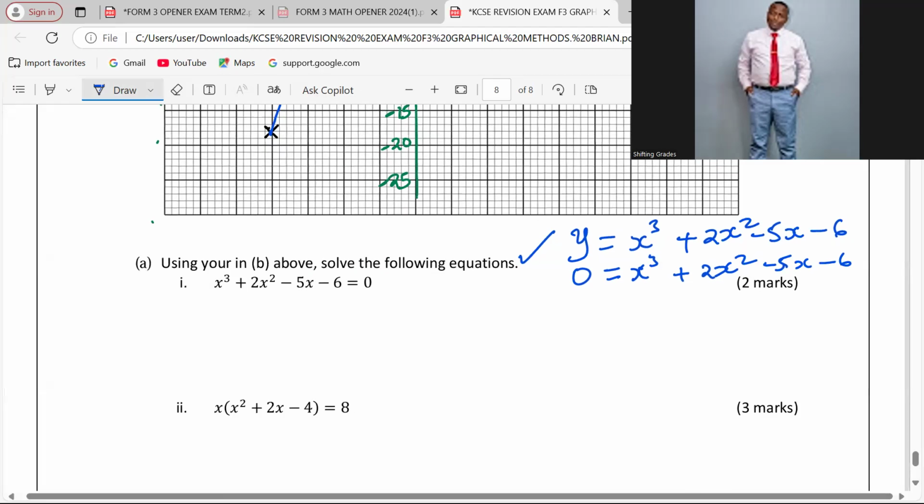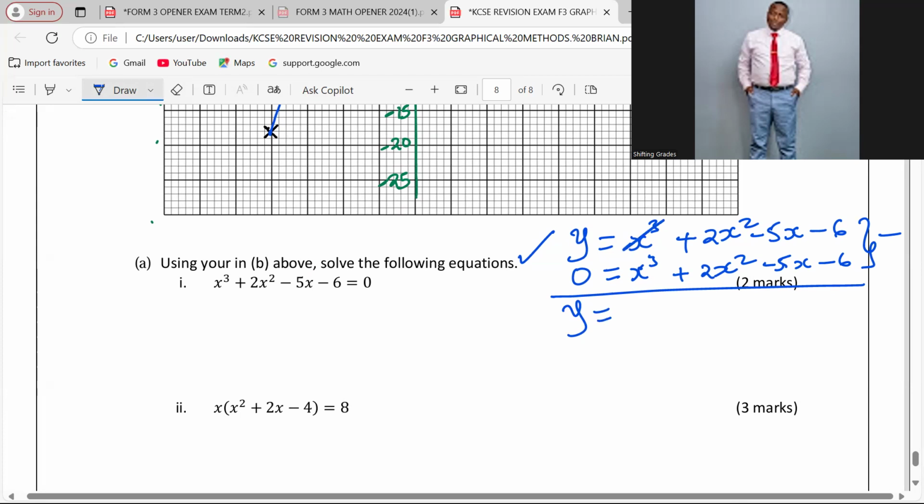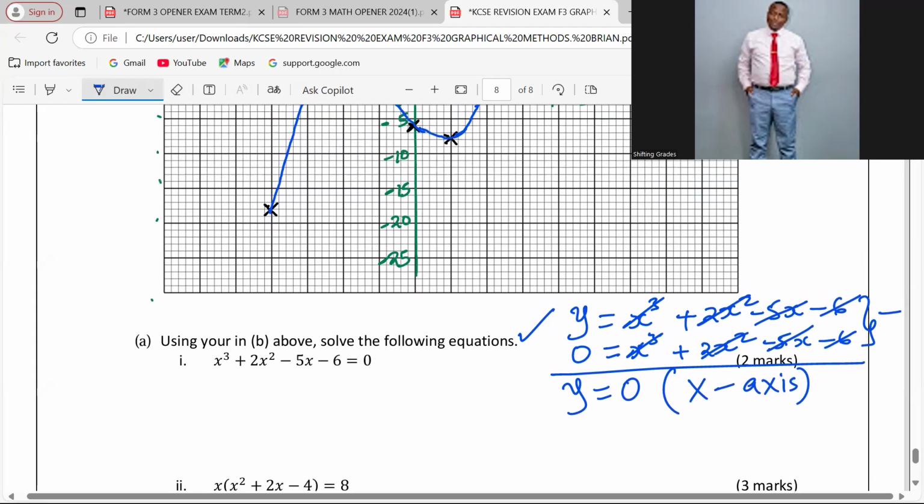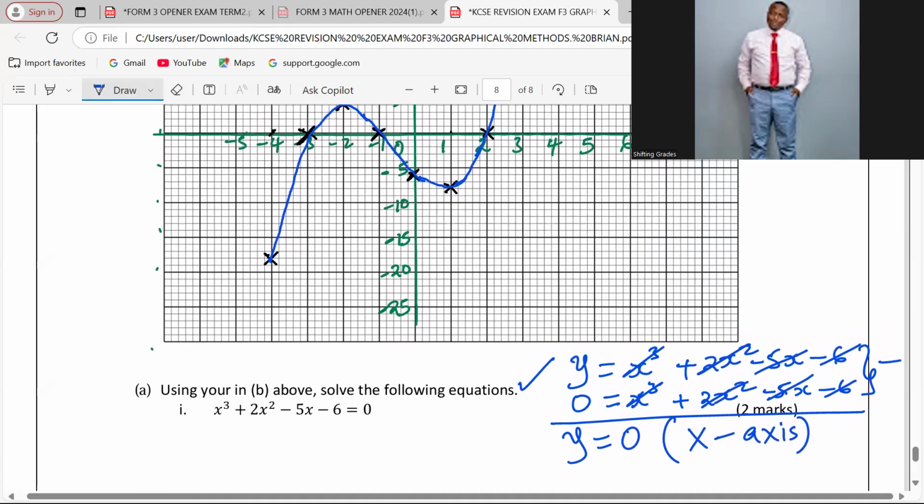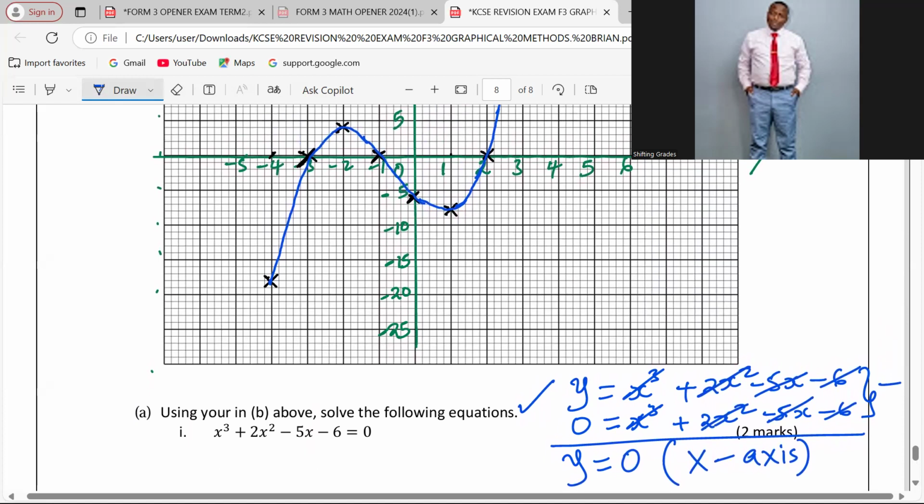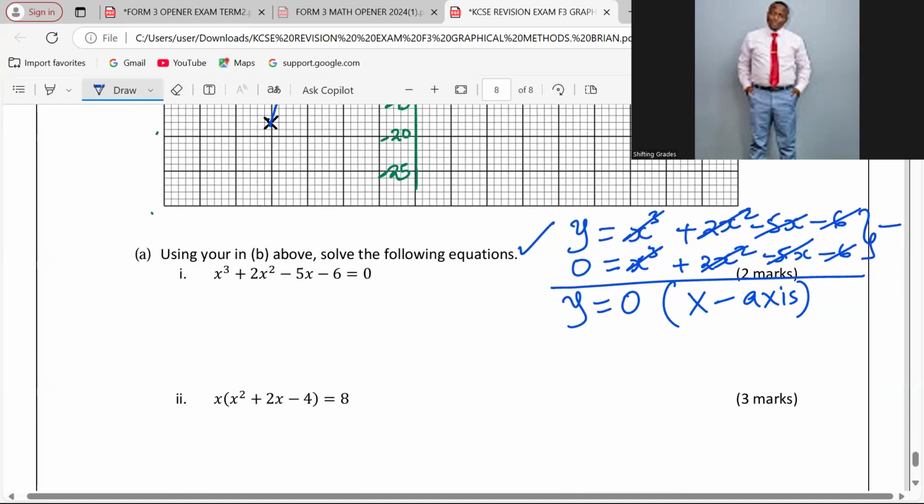So we can now subtract downwards. Y minus 0 is y. This is equal to x power 3 minus x power 3, 2x squared minus 2x squared, minus 5x minus 5x, the negative 6 minus negative 6. Everything becomes 0. What is this line that we are getting? Remember, our intention for subtracting is to reduce functions into straight lines. So I'm getting the x-axis. So where this curve cuts the x-axis now becomes our solution. And those are the points x equals to negative 3, negative 1, and 2.